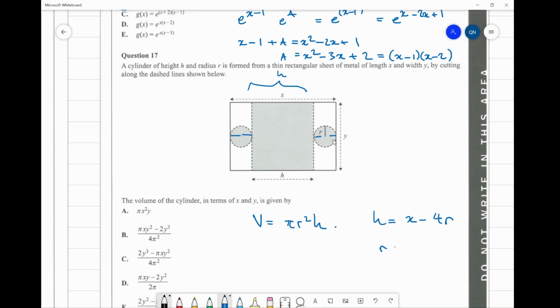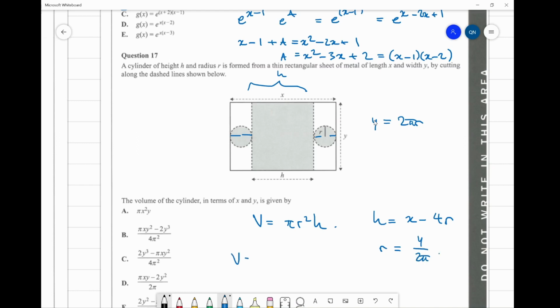So r is equal to... how do we find r? Well, you can see this y over here. This y needs to wrap all the way around the circle, which means y is precisely the circumference of the circle of radius r. So we know y is equal to 2 pi times r. Yeah, y is 2 pi r. So rearranging, we have y divided by 2 pi is r, right?